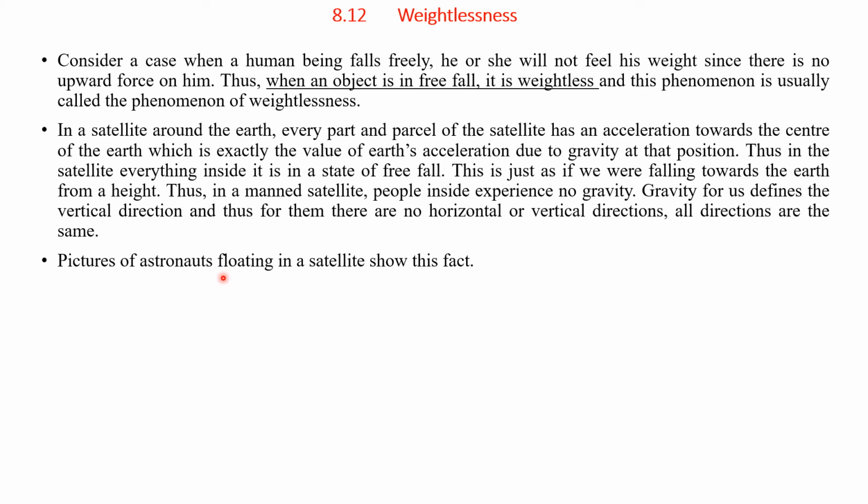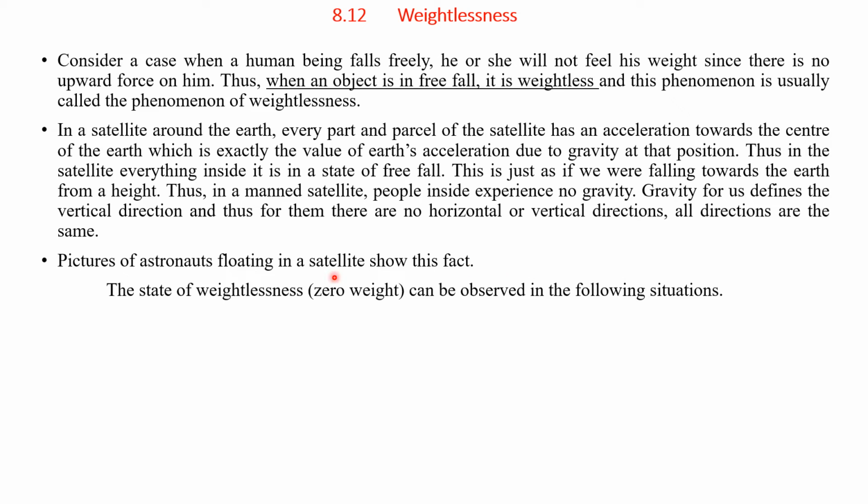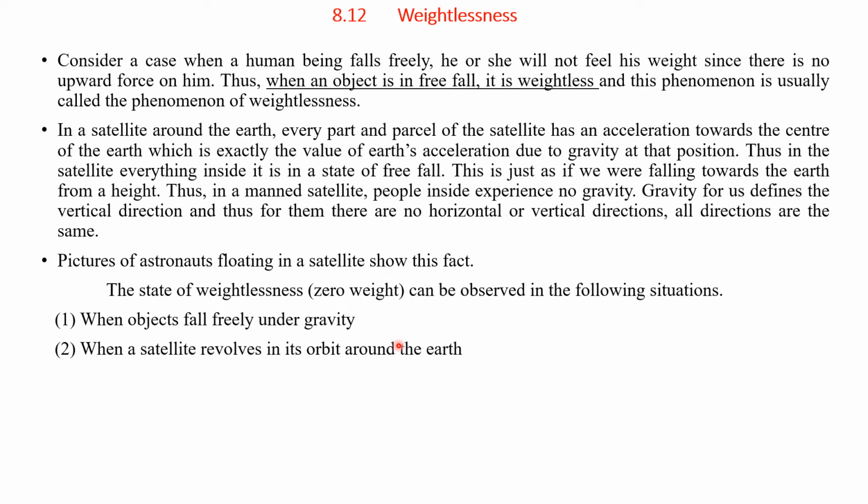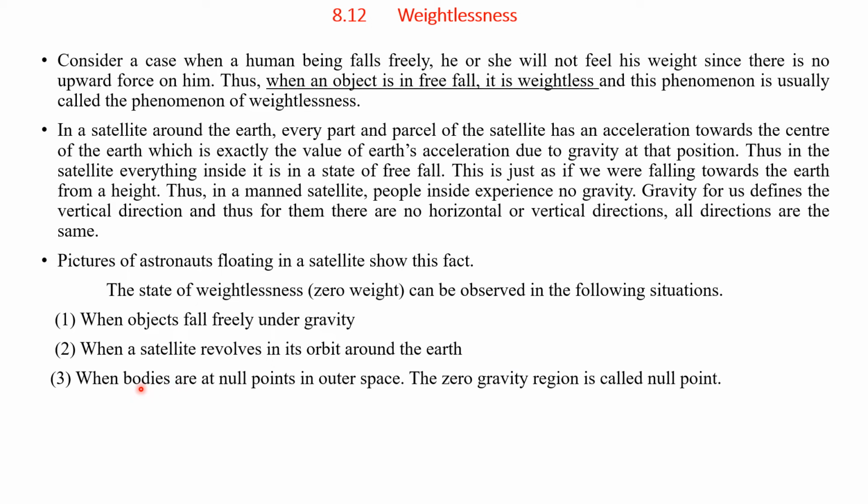Pictures of astronauts floating in a satellite show this. You can view these astronauts' photographs on the net. The state of weightlessness or zero weight can be observed in the following situations. Number one, when an object falls freely under gravity. Number two, when a satellite revolves in its orbit around the Earth. Point number three, when bodies are at null points in outer space. The zero gravity region is called a null point.